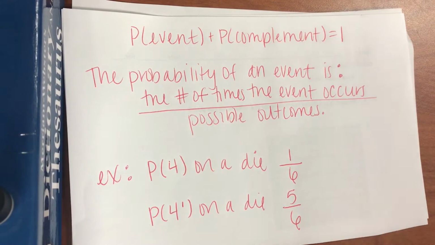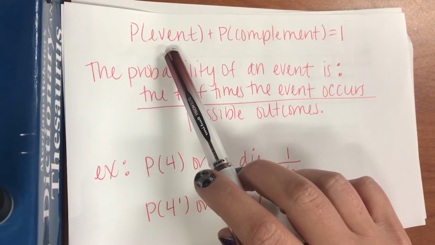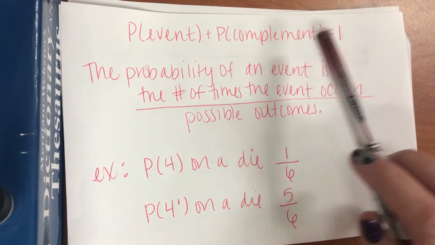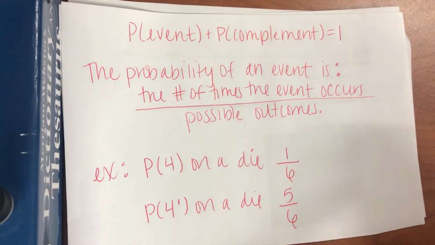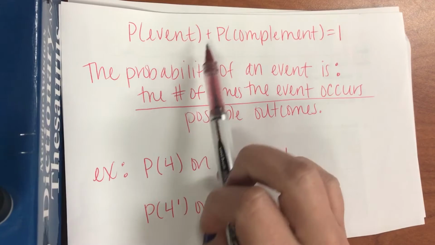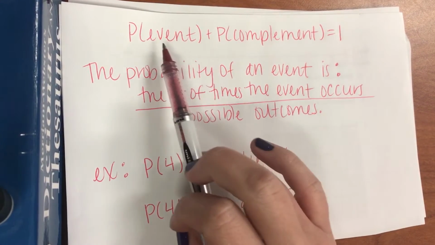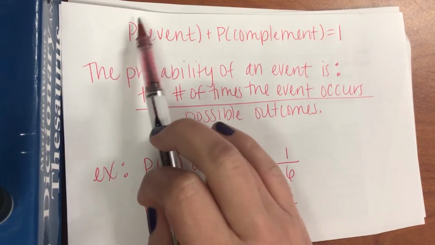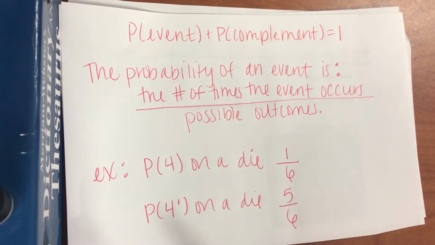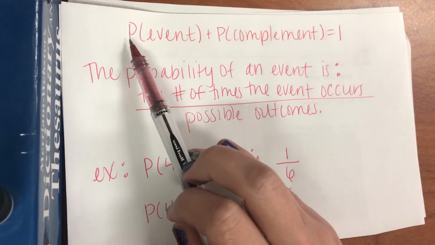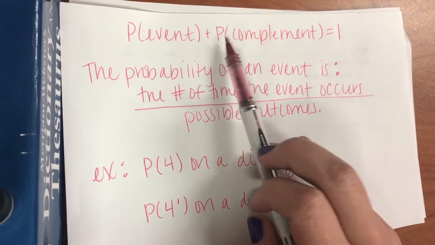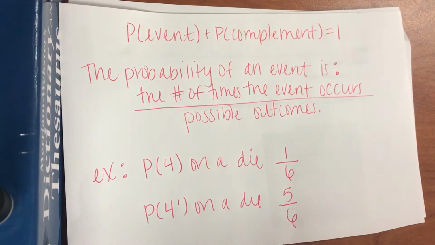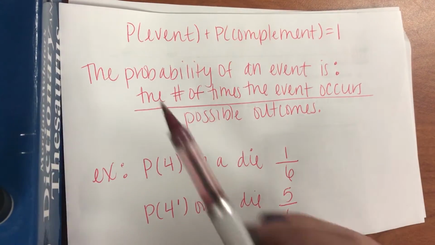Okay, so you're going to see the probability of the event plus the probability of the complement equals 1. You should have seen this. We did it with flipping a water bottle, where you'll see a little P with parentheses. So the probability of the event and the probability of the complement. That P in parentheses is just probability of.